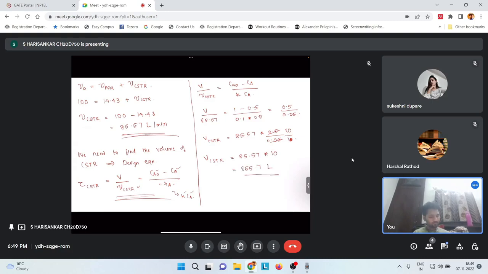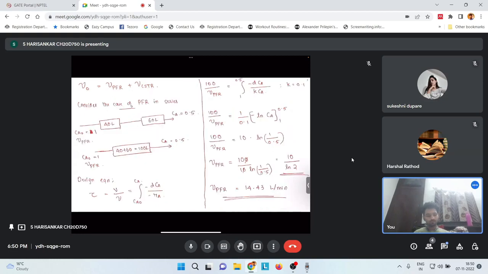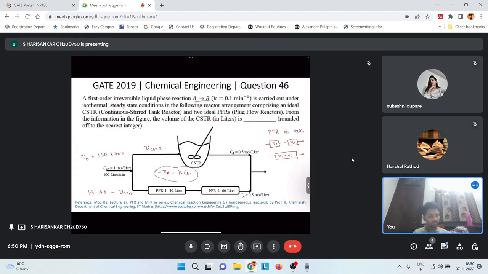And it will be 855.7 liters. And since we are asked to round it off to the next integer, the V CSTR will be approximately 856 liters. The correct answer may vary between 850 to 860 liters. So the volume of the CSTR in this question, rounded off to the next integer, will be 856 liters.